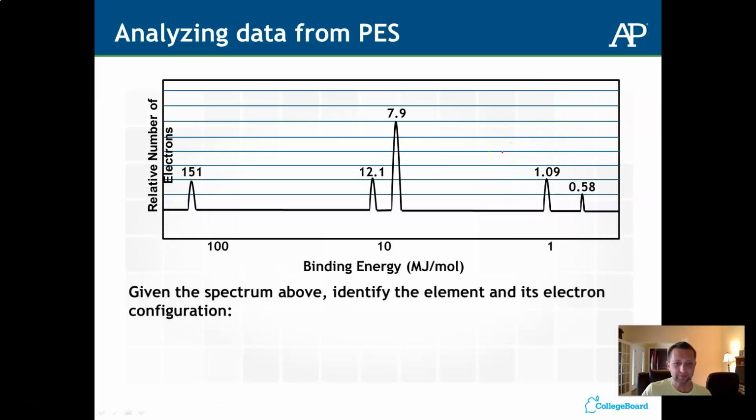Next one, identify the element and its electron configuration. So here are our choices: boron, aluminum, silicon, or sodium. So take a second and pause the video so you can figure this one out.